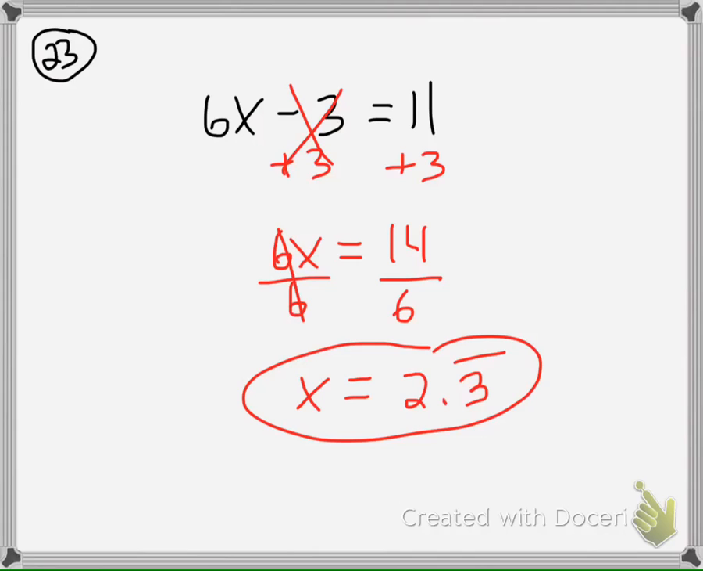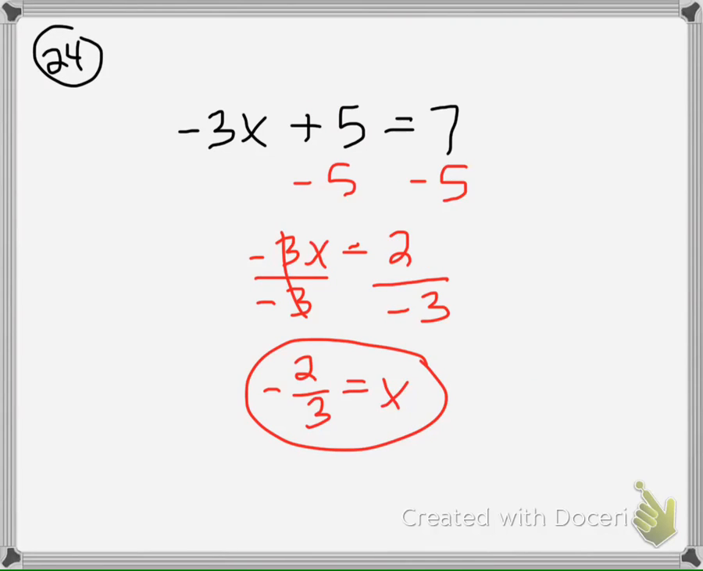Okay, number 23, another simple two-step problem. I needed to add 3 on both sides, then divide by 6 on both sides. I end up with x equals 2.3. Okay, number 24, again, another two-step problem. I subtracted 5 on both sides to get rid of it. Then I have to divide by 3 on both sides, and I end up with negative 2/3 x. I left it as a fraction because it's easier.